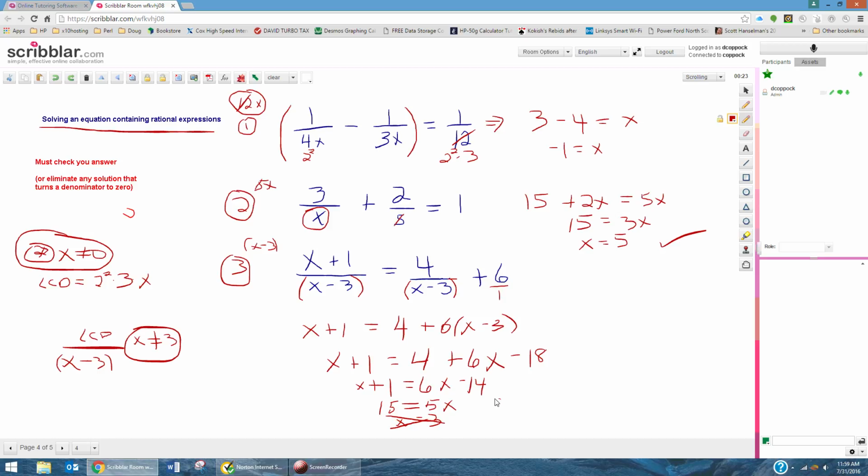Solution set is the empty set. Now, if you're not used to set notation, just no solution. There's no number that you can put in here for x that will make this true. So that's why you have to do one of these two here. You either have to check your answer when you're clearing an equation of fractions where the denominator has a variable, or you have to ahead of time eliminate any solution that turns a denominator to 0. And you can identify those ahead of time, usually.